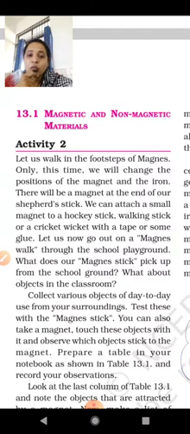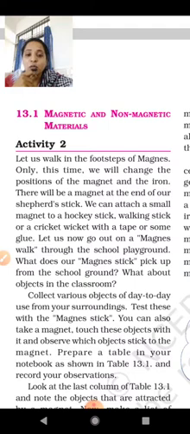Let us walk in the footsteps of Manganese, only this time we will change the position of the magnet and the iron. See what they are telling. What was Manganese? Manganese was a shepherd having a stick, and on that stick the iron was there at the last end of the stick, right? So this time we will change the position of the magnet and the iron in the stick. There will be a magnet at the end of our shepherd stick. At that time in the chapter, iron was there in the shepherd stick. Now we will make another stick, and on that we will attach a magnet.